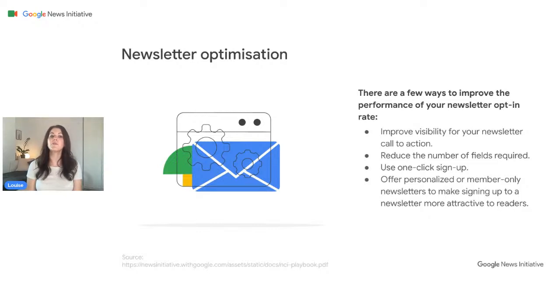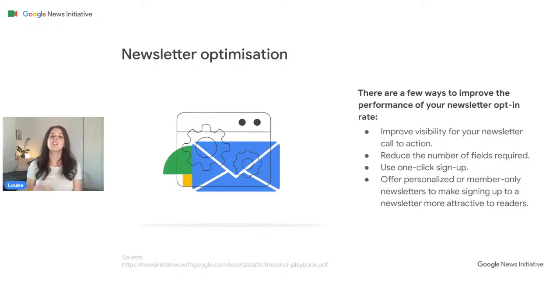Then reduce the number of fields required. We don't want people to go through loads of different steps. A great tip here is to focus on one field, the email. Remove that sign-up friction and enable autofill for the email field. Make it as simple as possible, and use one-click sign-up. Your sign-up box should be easily discoverable across articles and above the fold. Do not make people search for it, because readers potentially won't, especially if they're busy. Make it obvious, make it easy.